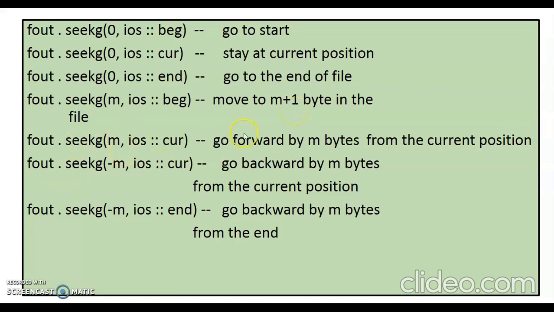Seek m with ios::cur goes forward by m bytes from the current position. Now seek minus m, because of ios::cur, it will go backward. It can go backward also, it can go forward also. fout.seekg(-m, ios::end) will go backward by m bytes from the end.